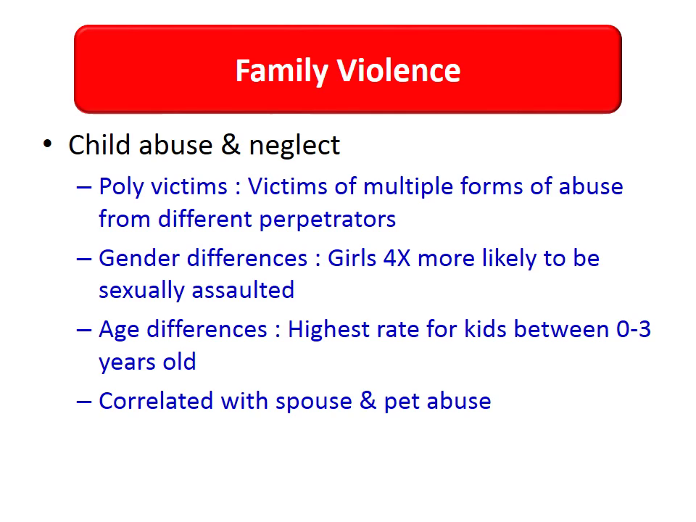We know that the highest victimization rate was for those in the 0 to 3 age group, with numbers declining as children grew older. Boys and girls are equally likely to be neglected, but girls are 4 times more likely to be sexually abused. Interestingly, spousal abuse, pet abuse, and child abuse tend to occur in the same households.